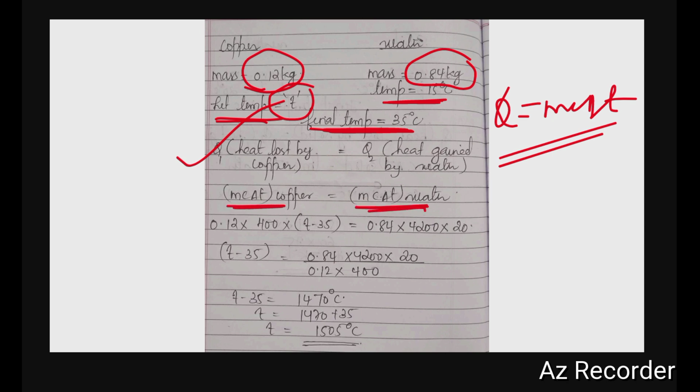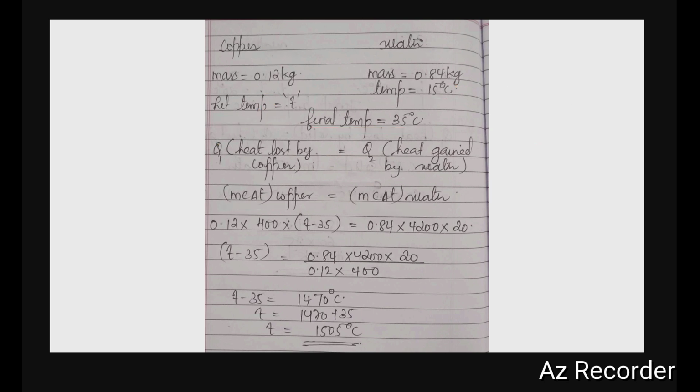You should know that copper, which was initially at the temperature T, has lost heat and reached 35 degrees Celsius. So the change in temperature of copper is T minus 35, because T was a higher temperature and 35 is comparatively lesser. The change in temperature of water is 35 minus 15, which is 20.